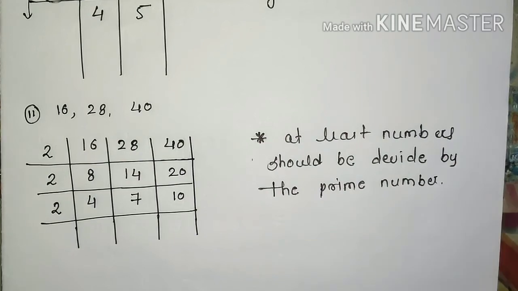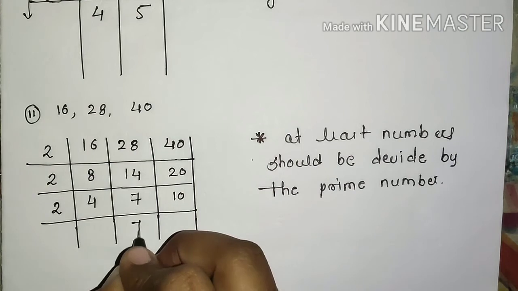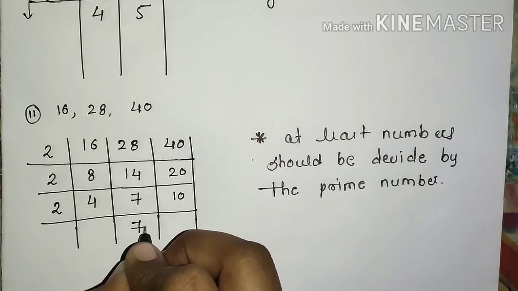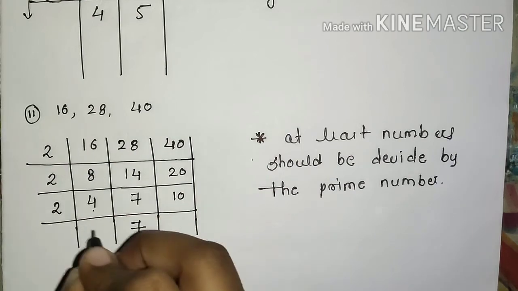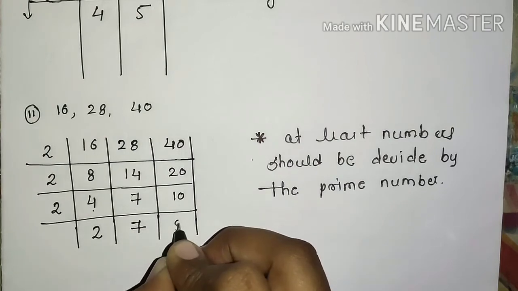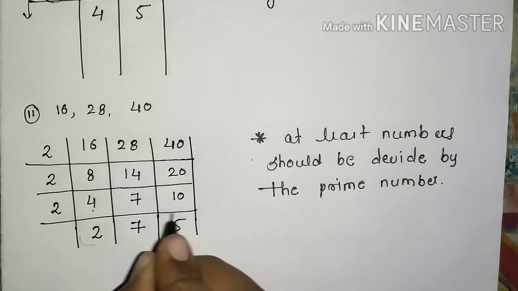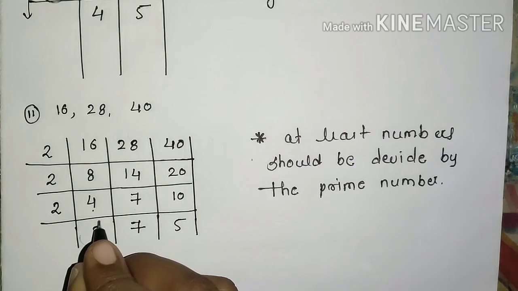The last remaining number will be as it is, so 7 will be as it is. 4 divided by 2 gives the answer 2, and 10 divided by 2 gives 5. Now as you can observe, all the three numbers cannot be divided by the same number, and also all the three numbers are prime. So then we have to stop.